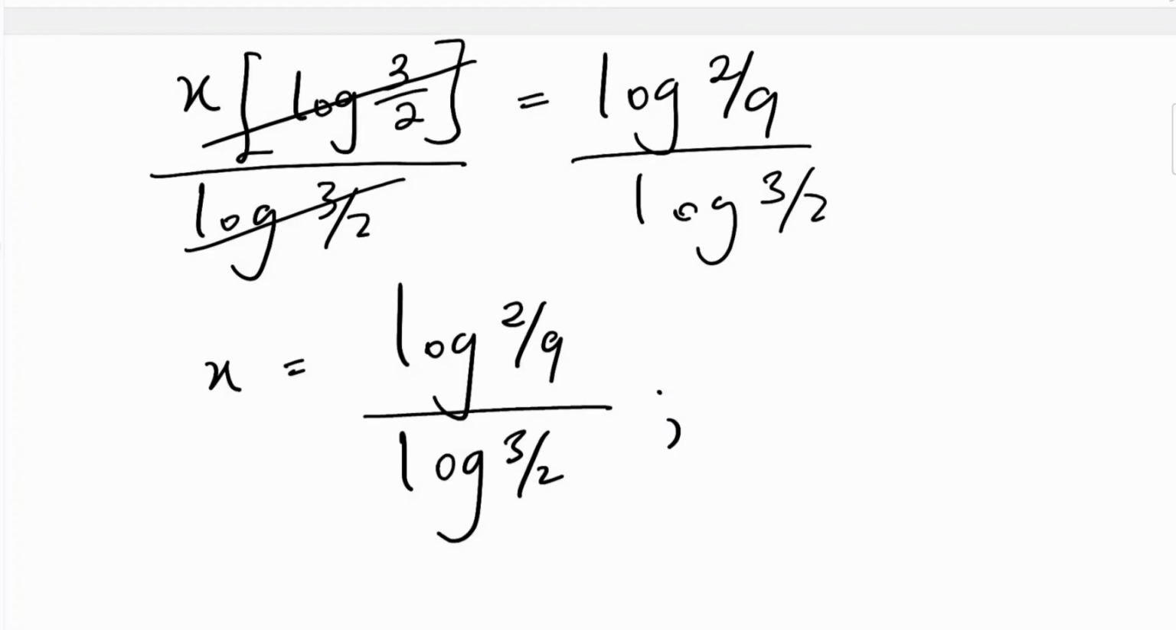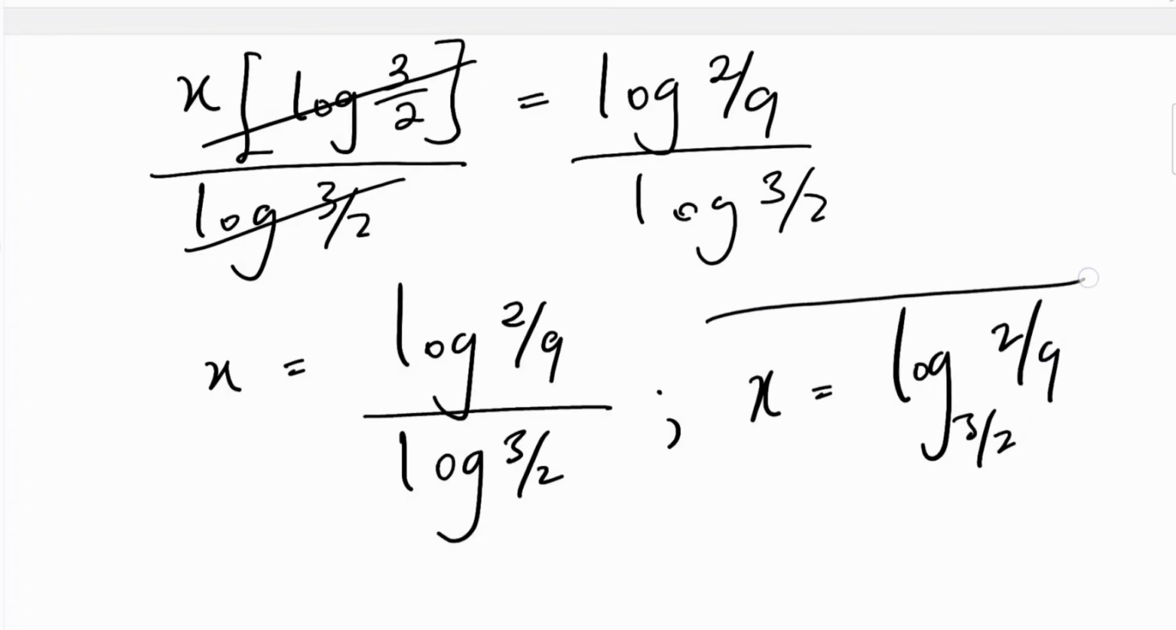We can actually apply change of base here. So keeping it the same, we have it that x is now equal to log base 3 over 2 of 2 over 9. And that's the value for x.